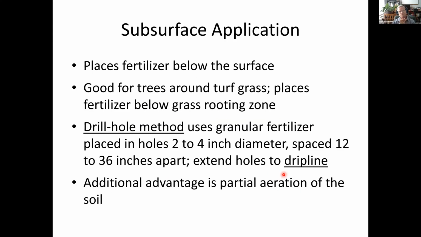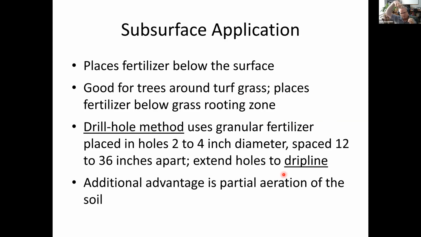Our next type is what we refer to as subsurface application. So we're either going to have a surface application, a subsurface application, or a foliar application, or you could also have a trunk injected application. So there's really about 4 ways to get it into the plant. The subsurface application places the fertilizer below the surface a little bit. So we're not going to have as much volatilization, and we're not going to have runoff. We can still have leaching, but it's going to be minimized.